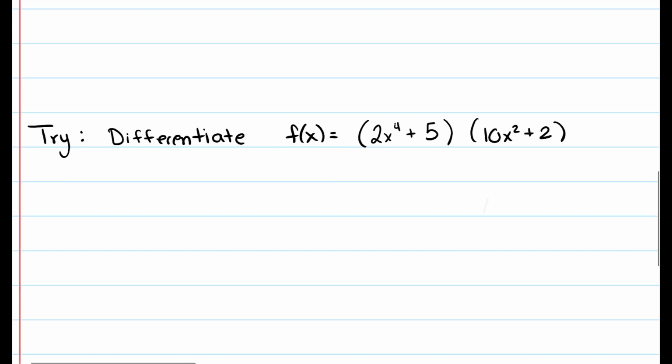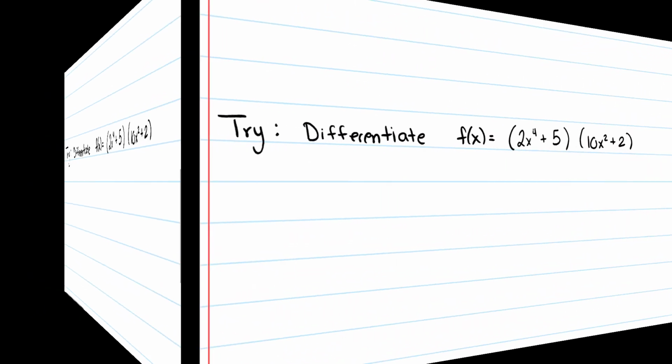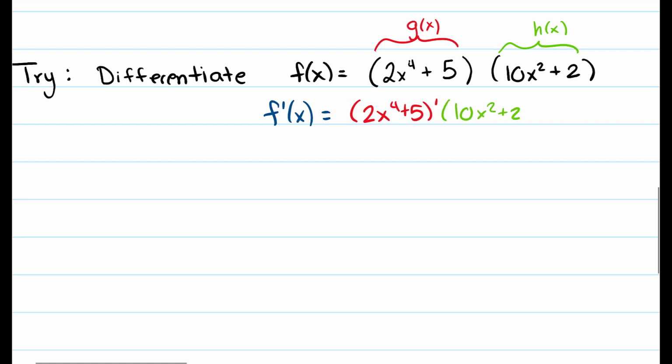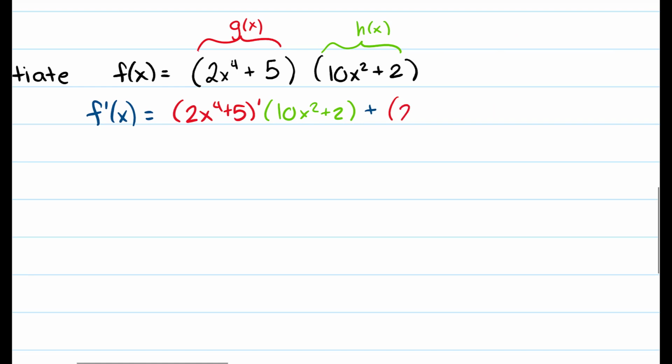So now on your own, I want you to try to use the product rule to differentiate this function. Alright, let's go. So we get f prime of x is equal to, and before I do this, I definitely want to identify my functions. It makes it a little easier. So I'm going to call that g of x, and I'm going to call this h of x. So we get the derivative of the first times the second plus our first function times the derivative of the second function.